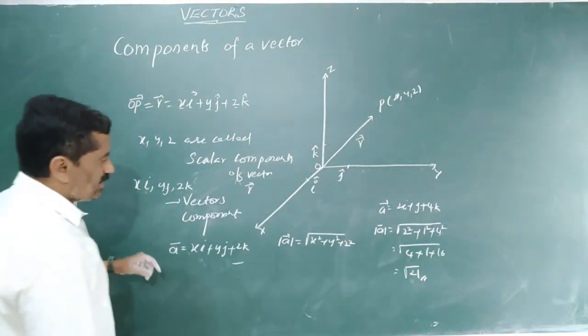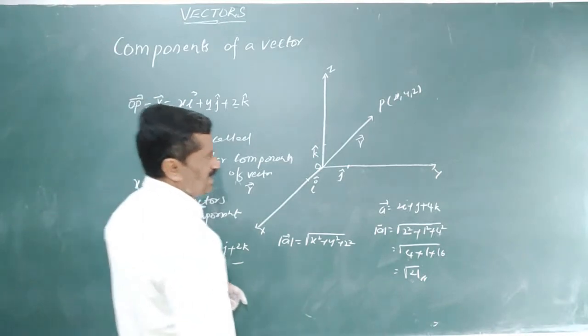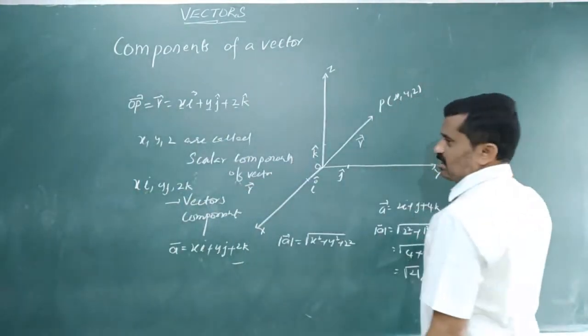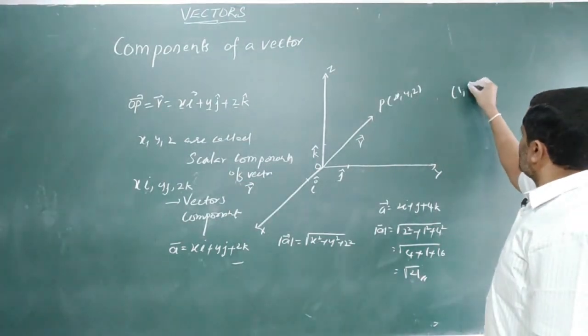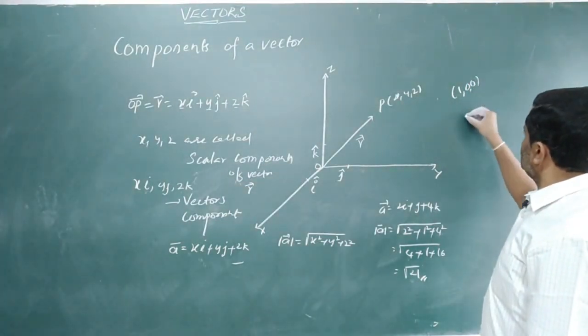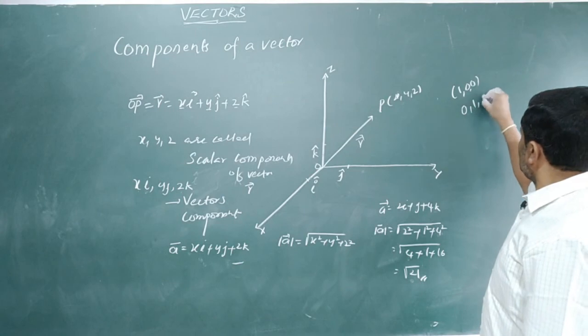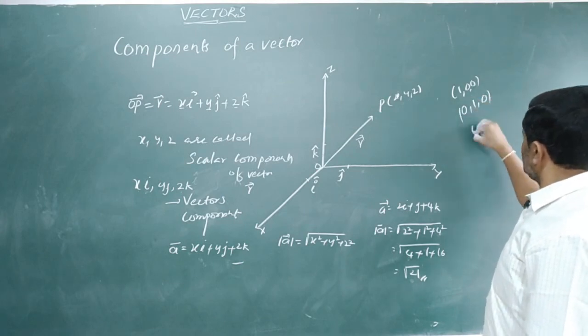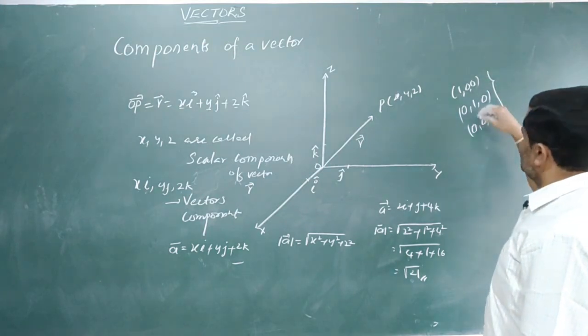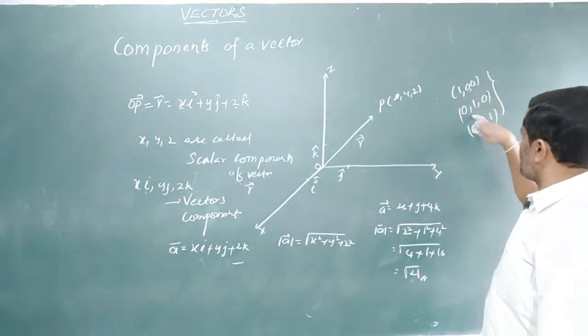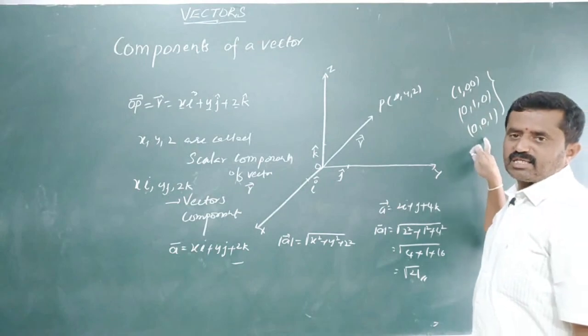Next, the unit vectors in the direction of the x-axis, y-axis, z-axis are given by 1, 0, 0; 0, 1, 0; and 0, 0, 1. These are the unit vectors in the direction of the x-axis, y-axis and z-axis respectively.